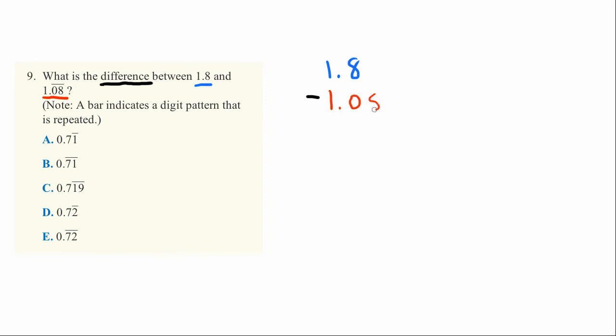And if you don't know what a bar is, they explain it. They say a bar indicates a digit pattern that is repeated. So that means this 0.8 is repeated. Here it goes on again, and it goes on again, and it could keep going on again and again, but I don't want to write it all out, so I'm just going to write a dot, dot, dot, or I could write a little bar over here to indicate that it keeps going. And so let's go ahead and do this subtraction problem.